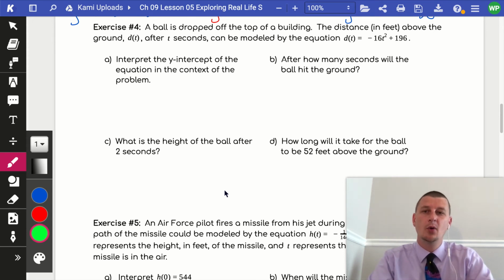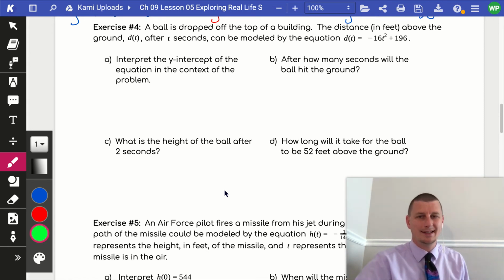And in this video, we're going to be looking at exercise number 4 in lesson 5 on exploring real life scenarios. And exercise number 4 says a ball is dropped off the top of a building. The distance in feet above the ground d of t after t seconds can be modeled by the equation d of t is equal to negative 16 t squared plus 196.